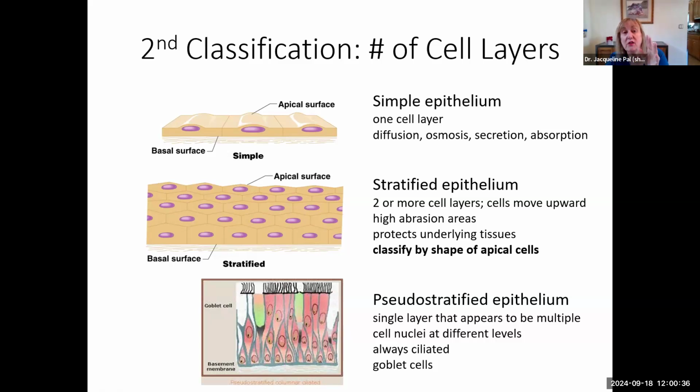There's a couple other clues. Pseudostratified is always ciliated. Okay. Now, simple and stratified can be ciliated, but they don't have to be. But pseudostratified must be ciliated. And pseudostratified is going to have these cells called goblet cells. So it looks kind of like this champagne glass. Do you see that? With no nucleus in it.